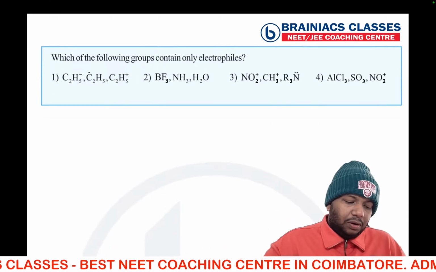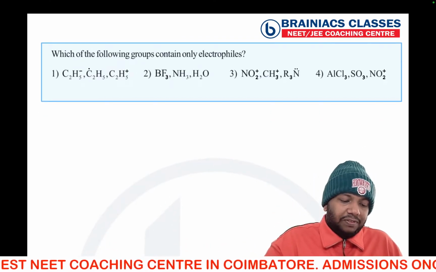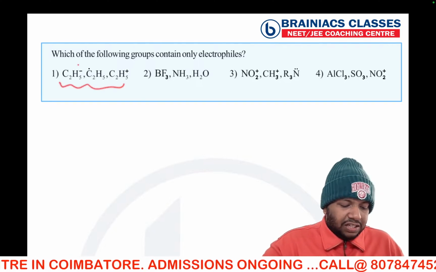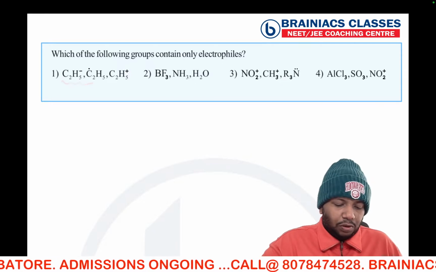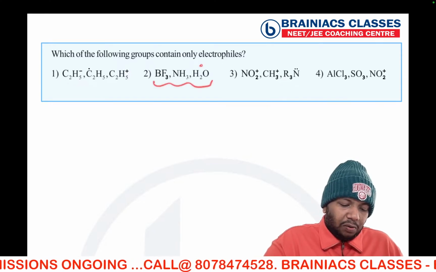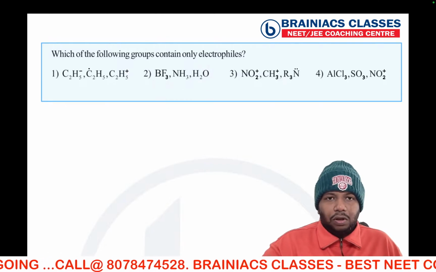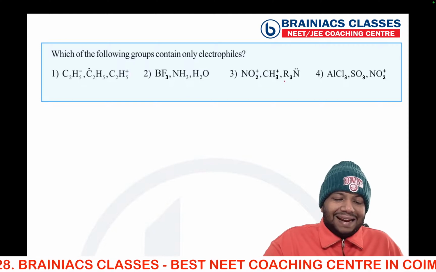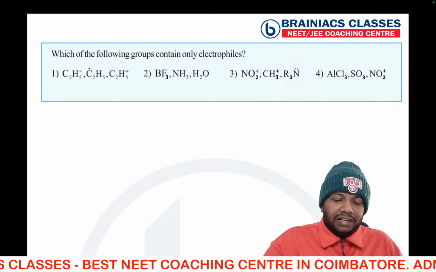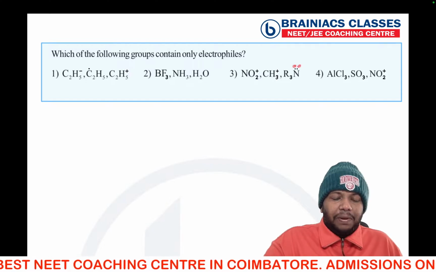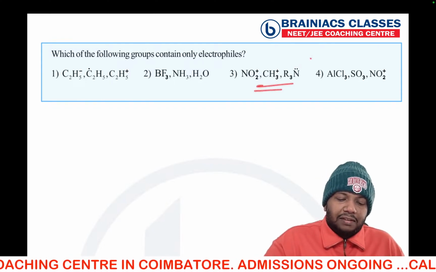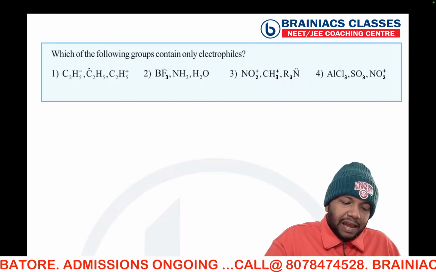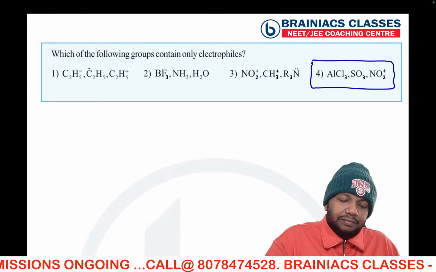Which of the following groups contain only electrophiles? If you see here, in this particular species, a negatively charged compound is present, so there is a nucleophile here. In this compound, water is present, water has a lone pair, so that's a nucleophile, so that is not the answer. Here NO2+ is an electrophile, CH3+ is an electrophile, but trimethylamine is a tertiary amine. Nitrogen has an electron pair, so surely it is not an electrophile, so the answer should be option 4. So from that itself I can say option 4 is the correct answer.